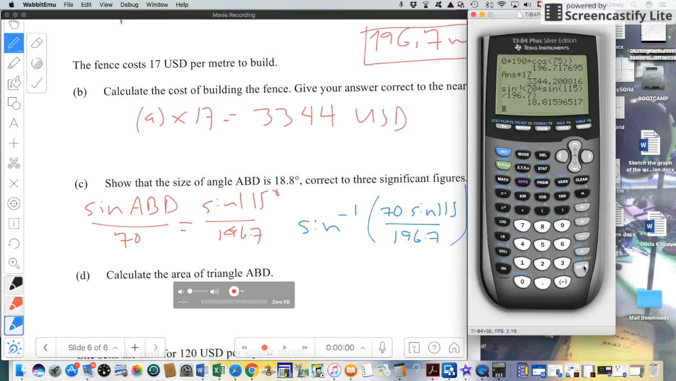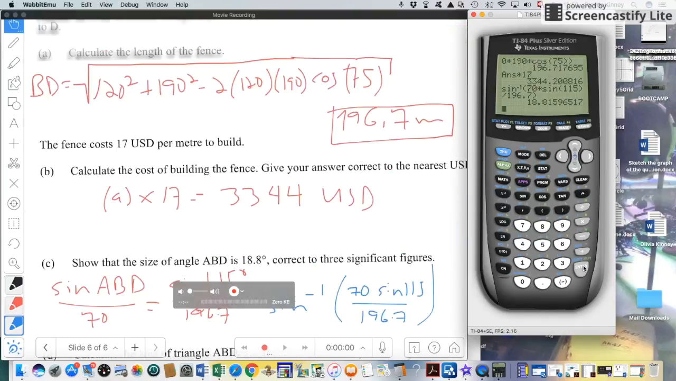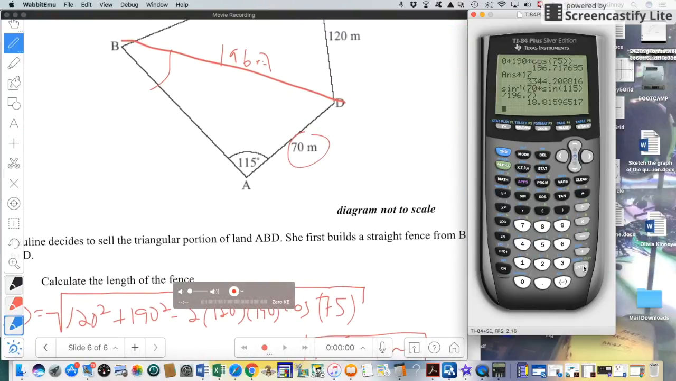And now find the area of the triangle ABD. Well, I know a lot of information now. I got 18.8 over here. I got the angle at the bottom, 115, and I know one or two sides. So I'm going to use those two sides in the area formula to find the area of the triangle, but I really need to know angle ADB to do that. Okay, so again, the total is 180 degrees in the triangle, minus 115 and 18.8.